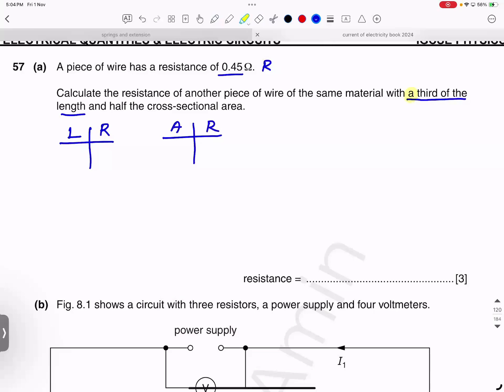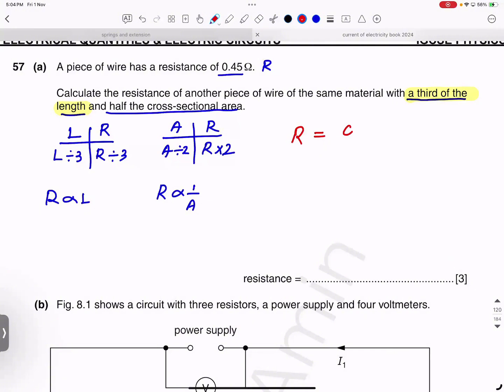Now, what do you mean by a third of length? So length is divided by 3, so resistance will also be divided by 3, because resistance is directly proportional to length. Half area: if area is divided by 2, resistance will be multiplied by 2, because resistance is inversely proportional to area. So what will be the new resistance? 0.25, you divide by 3, then you multiply by 2.